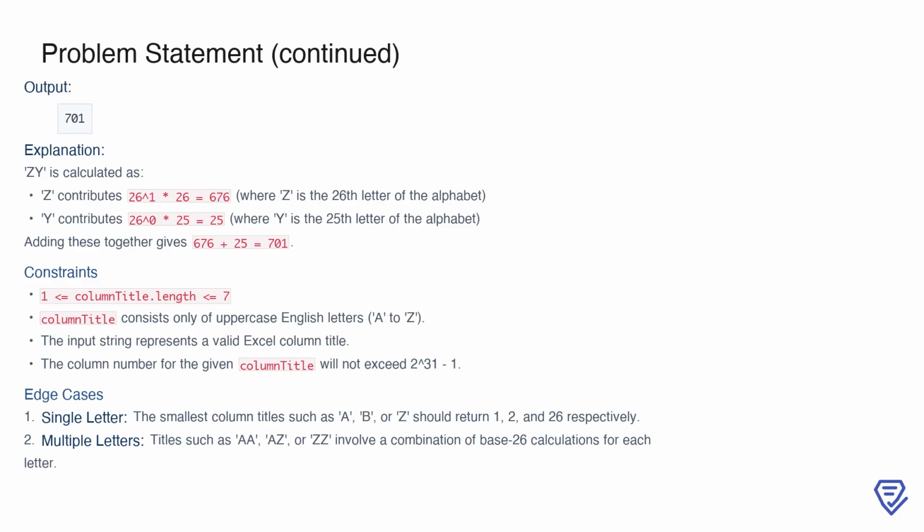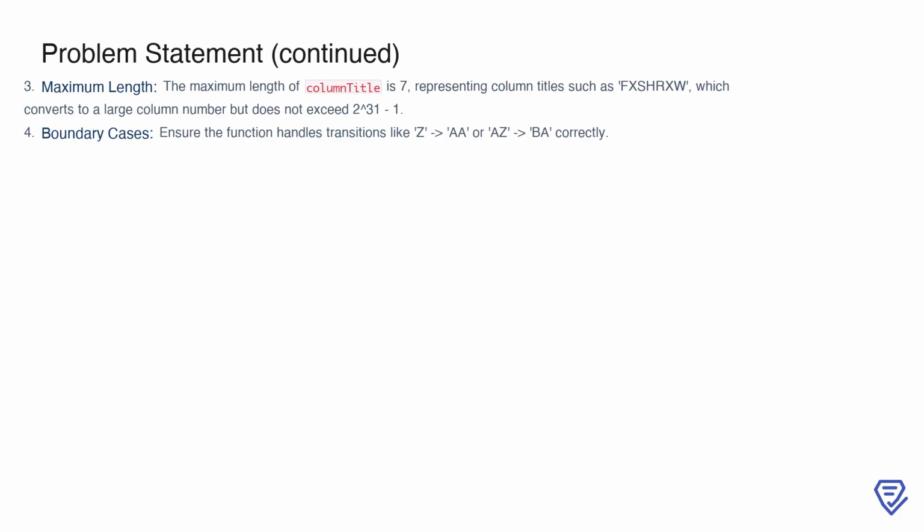The constraints for this problem ensure that the length of column title is between 1 and 7 characters, and the column title is always a valid string of uppercase English letters. Additionally, the column number will always stay within the range of a 32-bit signed integer. Edge cases include scenarios like single-letter titles such as A or Z, which should return straightforward results like 1 and 26. For multiple-letter titles like AA or ZZ, calculations follow the base 26 numeral system.